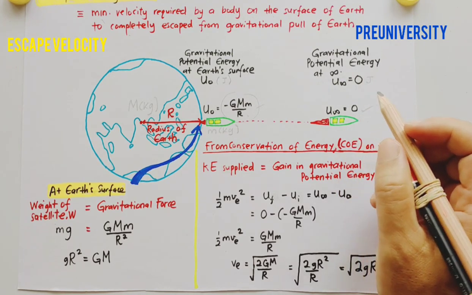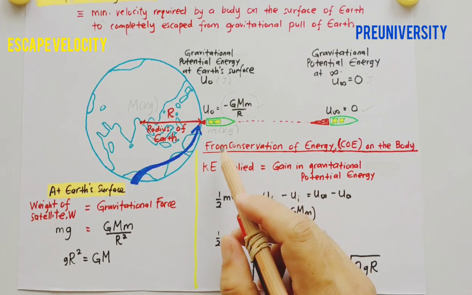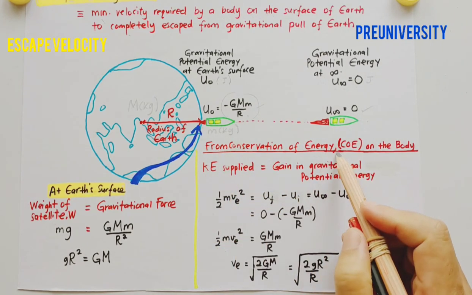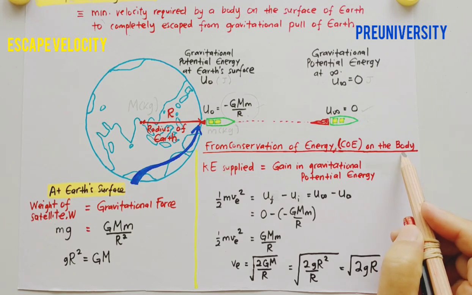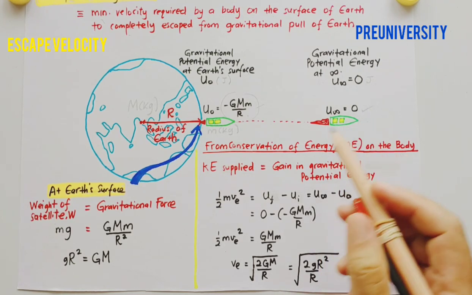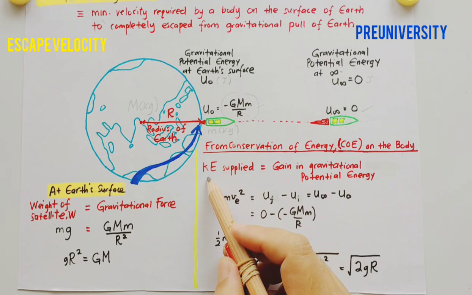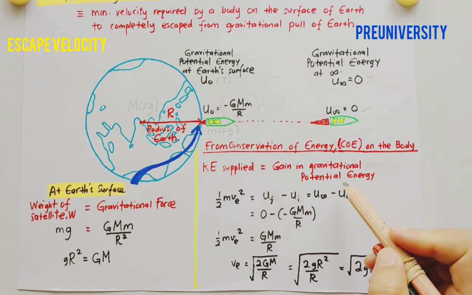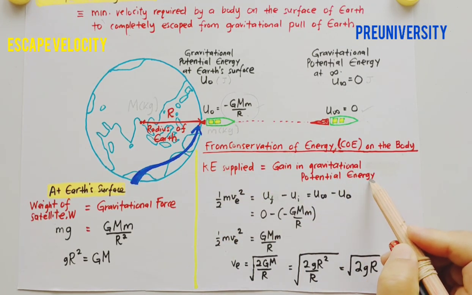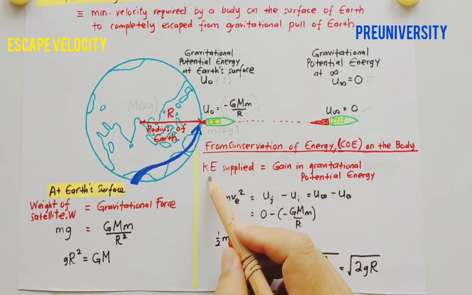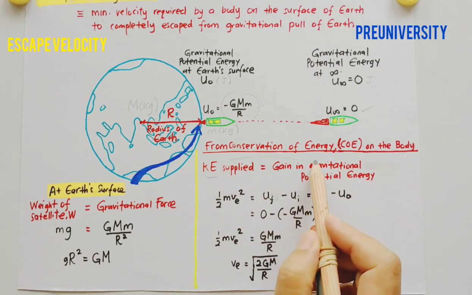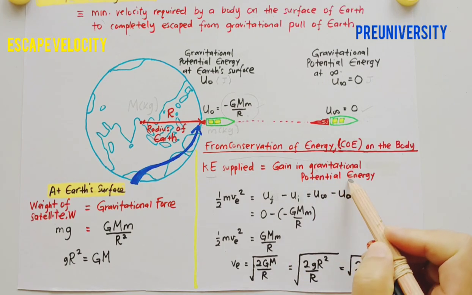Okay, so from the conservation of energy on the body, in this case the rocket, the kinetic energy supplied is changed to the gravitational potential energy. That is the conservation of energy, changing from the kinetic energy to the gravitational potential energy.